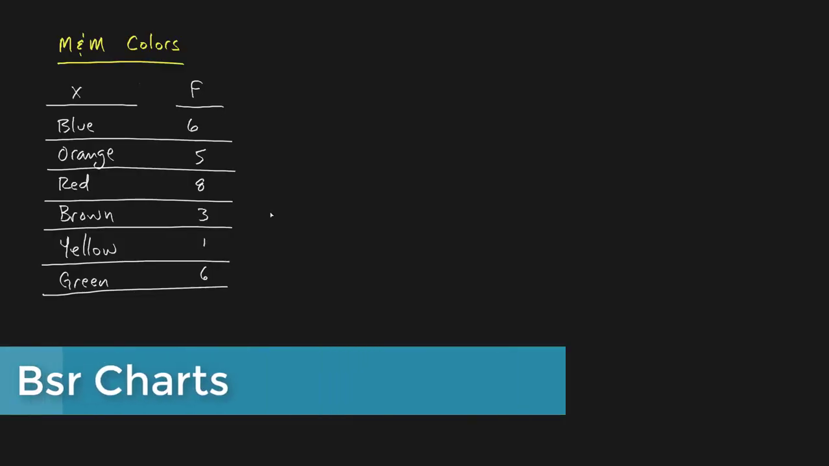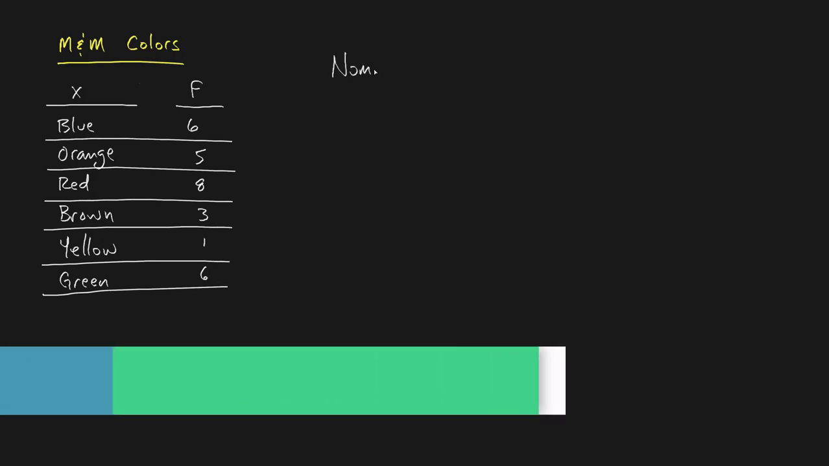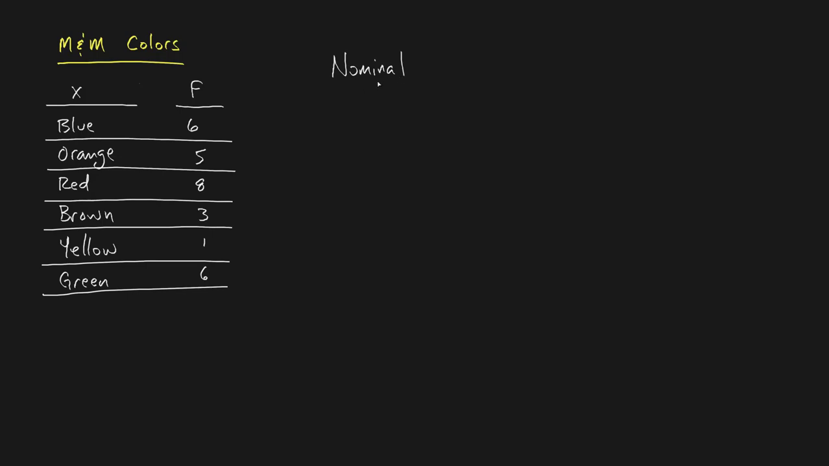Sometimes the data that you're dealing with in your frequency distribution table is nominal. Nominal means that instead of collecting a bunch of numbers, I'm collecting categories. So I'm checking to see how many times an M&M that came out of a package was blue, or how many times an M&M was orange, and so on. So this would mean that my observations are nominal or categorical in nature.